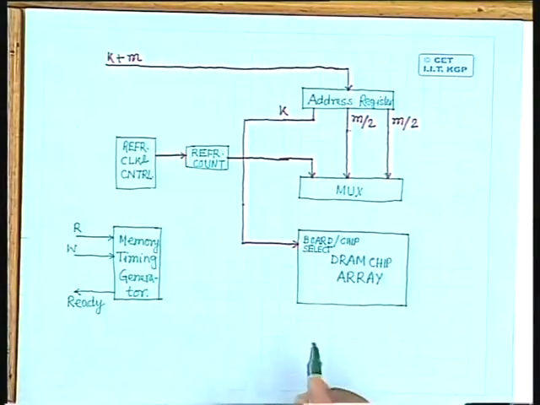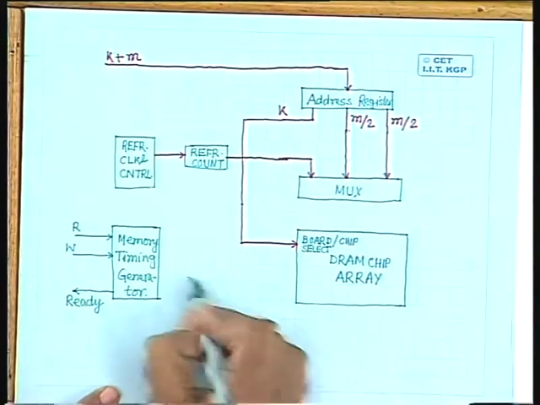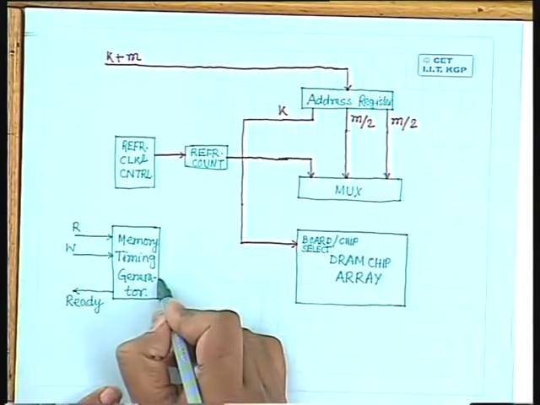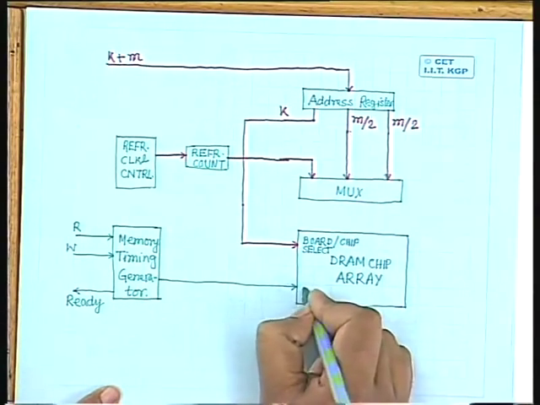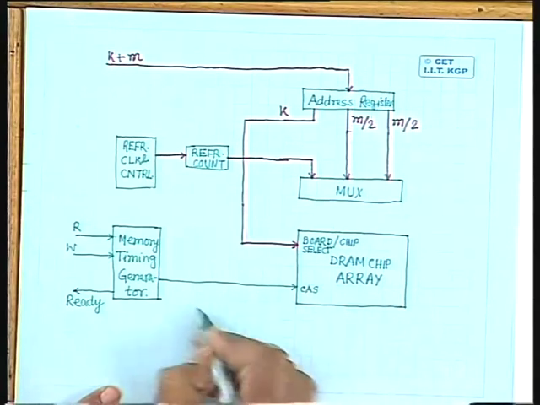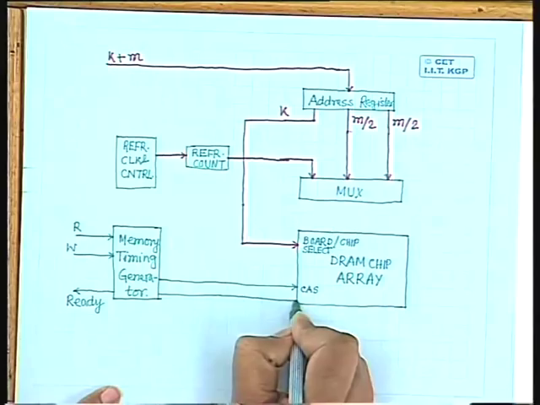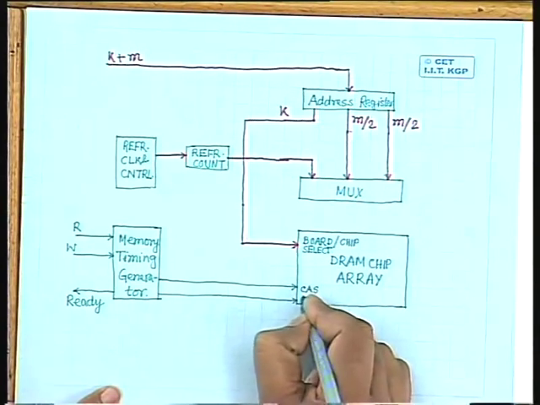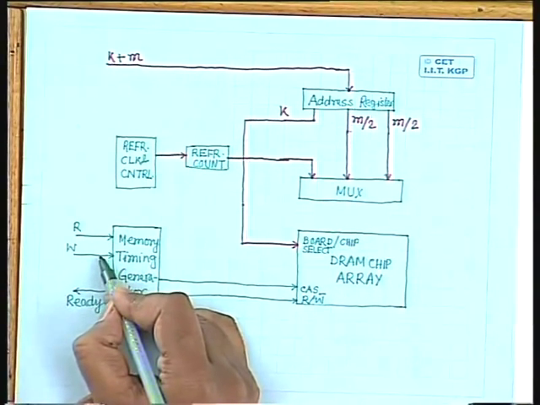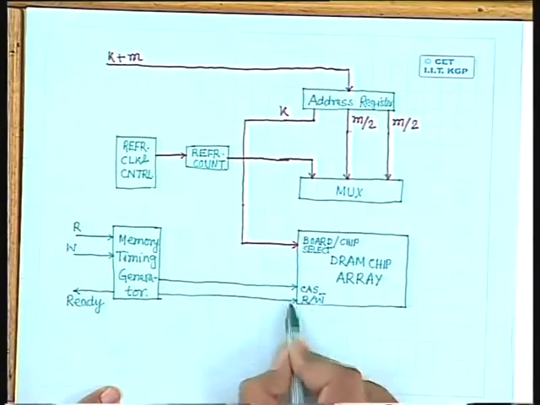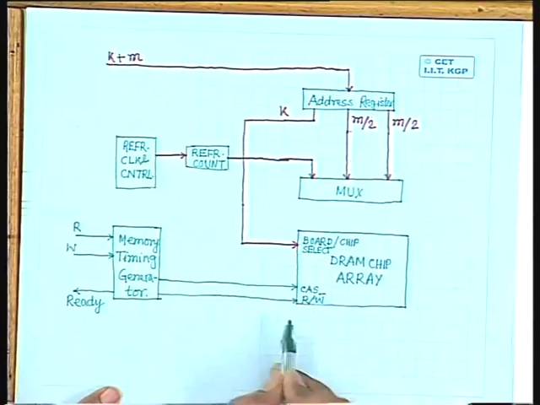Now, what are the control signals that this memory timing generator has to generate? One is the CAS bar signal. It also has to generate a combined read/write bar signal, because from the CPU we get two different lines, one for read operation and the other for write operation. But in the case of a DRAM chip, we have seen that it needs a single line. If high, it is a read operation. If low, it is a write operation. So that has to be combined by this memory timing generator.